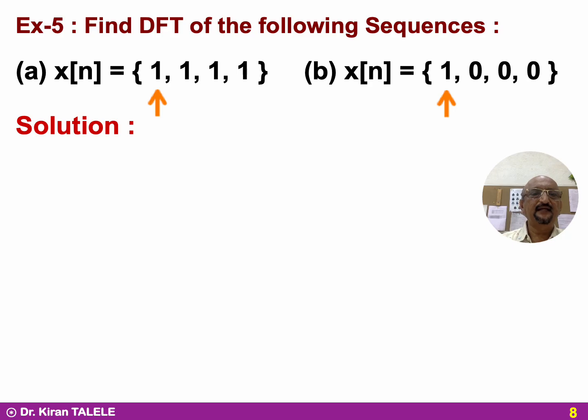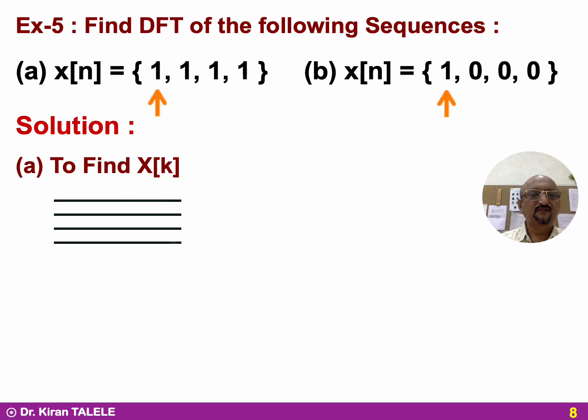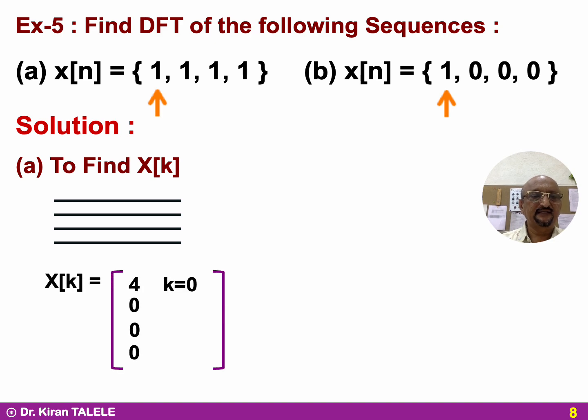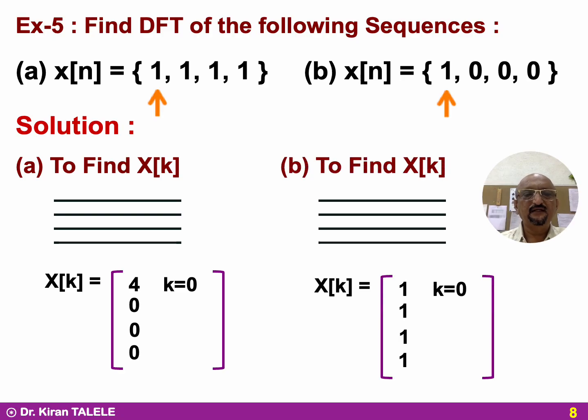Now find the DFT of the following sequences. x of n is 1, 1, 1, 1. To find x of k, first we'll apply the DFT formula, then we use the matrix representation of the formula, then we'll substitute the values of the matrices, then do matrix multiplication, and we'll get this answer 4, 0, 0, 0. Similarly, to find the DFT of 1, 0, 0, 0, we'll follow the same procedure and the answer is 1, 1, 1, 1.